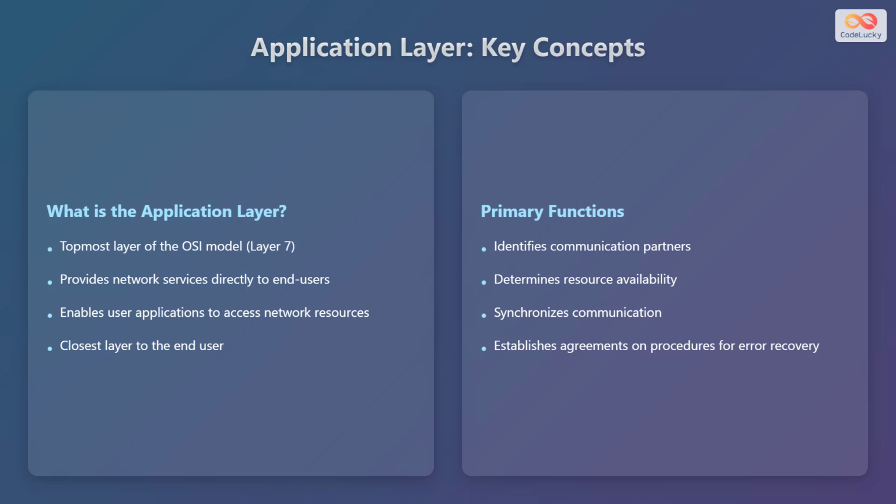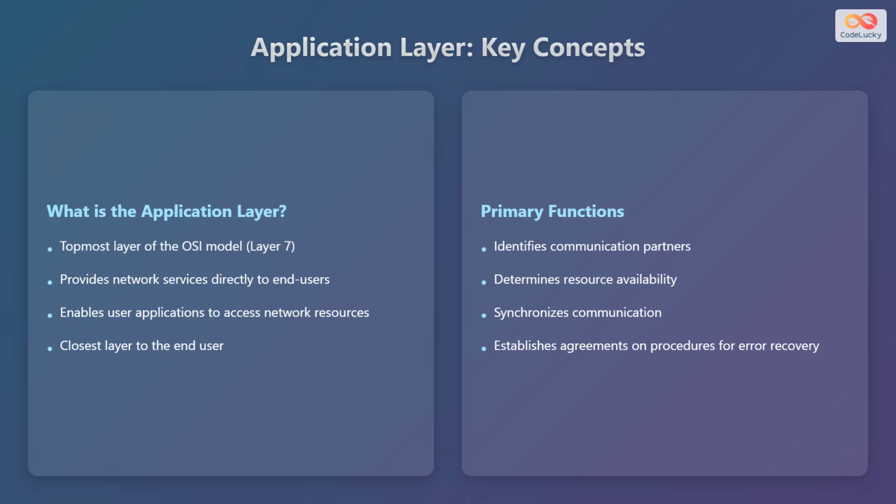Let's explore the key concepts of the application layer. First, the application layer is the topmost layer of the OSI model, referred to as layer 7. This layer provides network services directly to end users, enabling user applications to access network resources. Because of this, it is the closest layer to the end user.